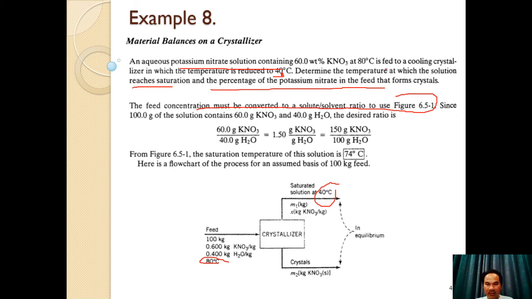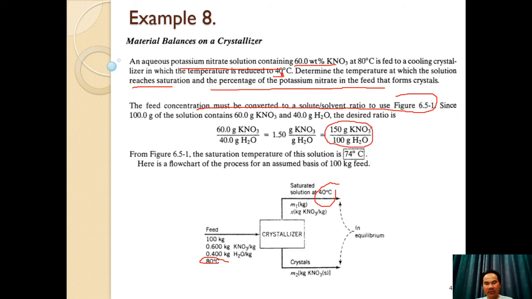In this case, we feed 60% potassium nitrate. That means 60% is based on 100 kilograms or 100 grams, so 60 gram of potassium nitrate divided by 40 gram of water. We have two components, water and potassium nitrate. Potassium nitrate is 60, so water is 40. The ratio is 1.5 gram potassium nitrate per gram water, or 150 gram per 100 gram.